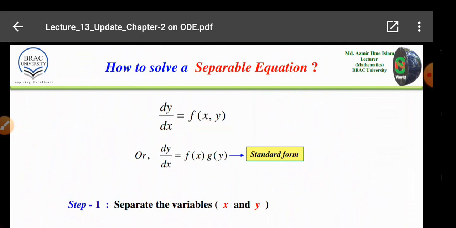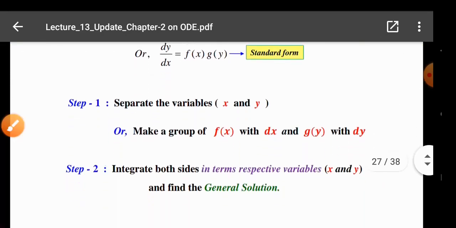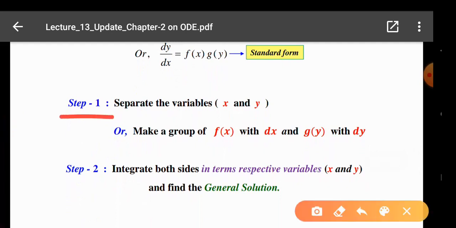But first we have to recognize whether a differential equation is separable or not. We understand a separable equation if it has this form: dy/dx equal to f of x times g of y. This is called the standard form of a separable differential equation. Suppose we have a separable differential equation; to find a solution we need to follow 2 steps. In step 1, you have to group f of x with dx and g of y with dy.